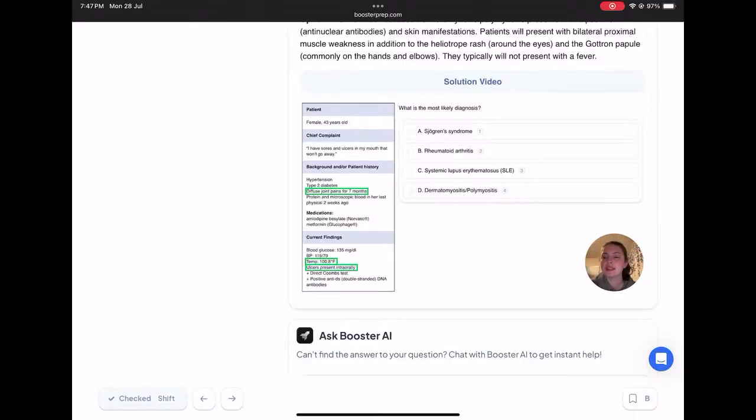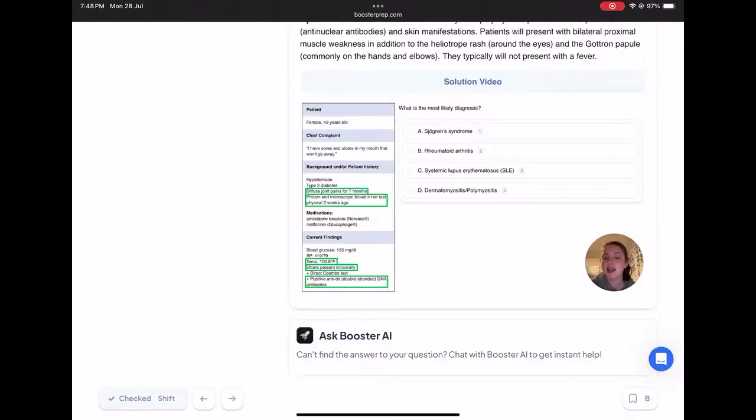There are also some important lab findings in this patient that really point us towards the correct diagnosis if we're familiar with them. The protein and microscopic blood in her last physical would represent proteinuria and hematuria, or protein and blood in the urine, as well as this positive result for an anti-double-stranded DNA antibody test.